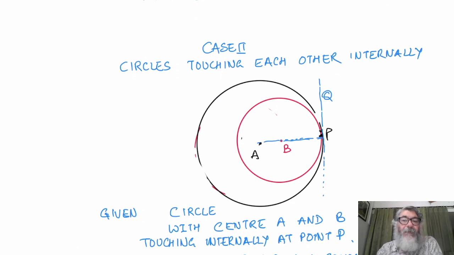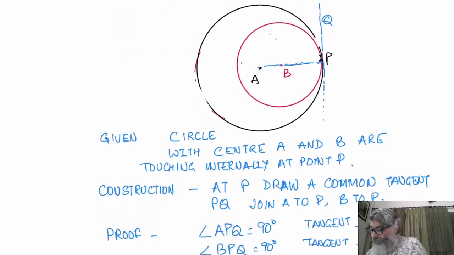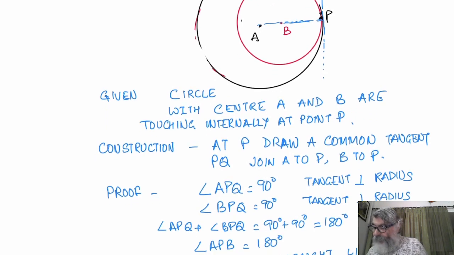So that means APQ plus BPQ both are what? I have done a mistake here. APQ is 90 and BPQ is 90. So it is not 180 degree. Here we have made a mistake.